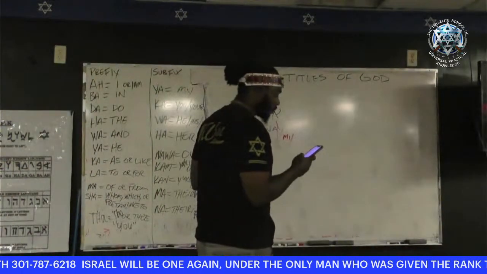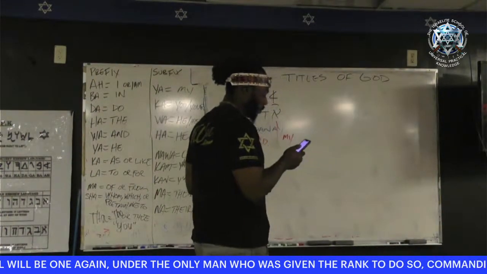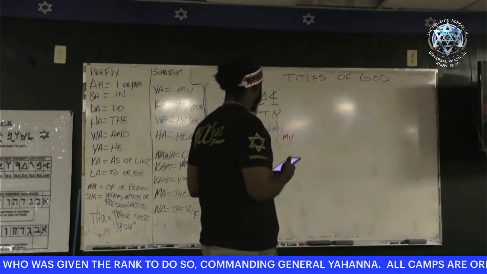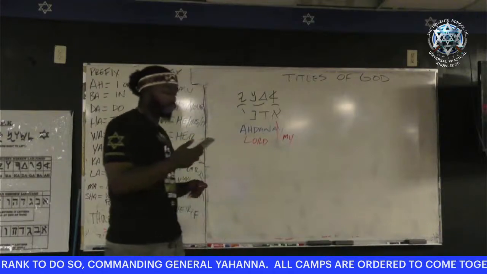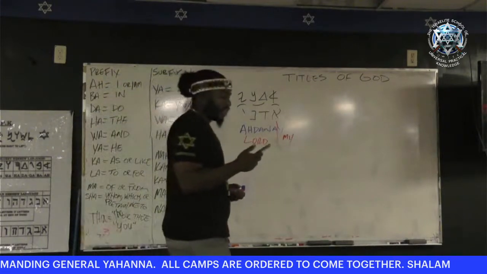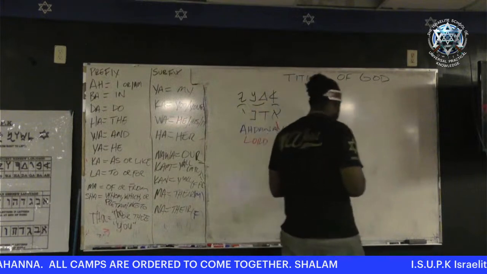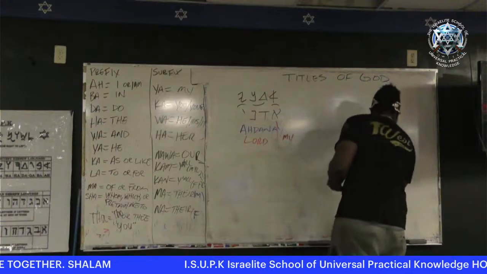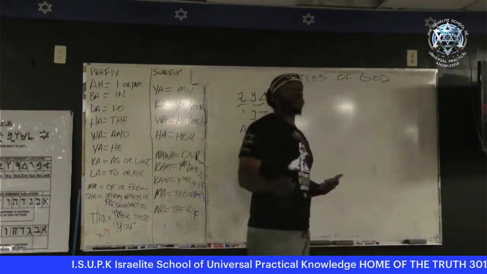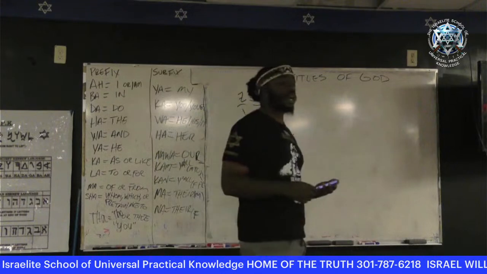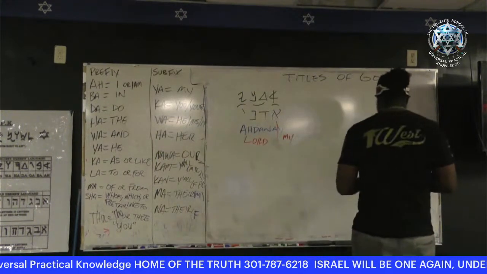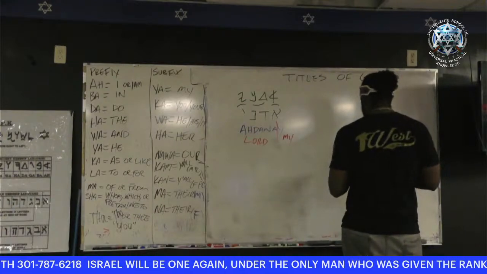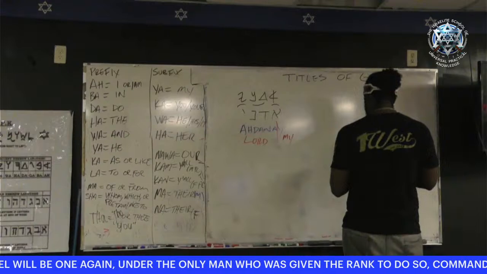Therefore the Lord shall give you a sign. Behold, a virgin shall conceive and bear a son, and shall call his name Emmanuel. Shall call his name what? Emmanuel. So this is the next title, but this title is given to our king. So this word is comprised of two words. Let me pull it up in the Torah real quick.